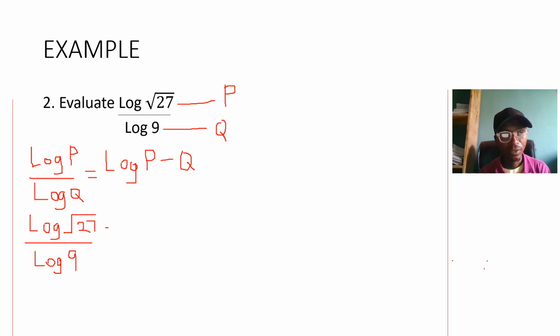Then this will give us log, expressing 27 as a product of its prime factor, that will be 3 raised to power 3. So log root 3 raised to power of 3. Then let's express 9 as a product of its prime factor. That will be log 3 raised to power 2.